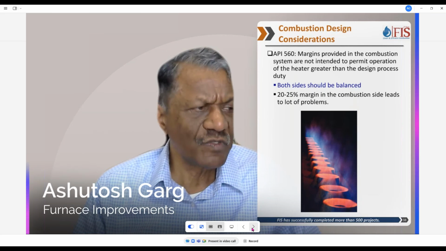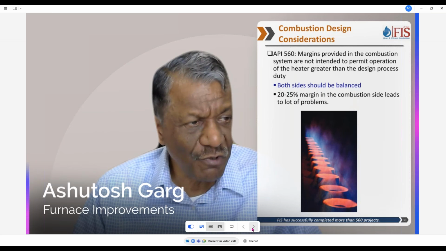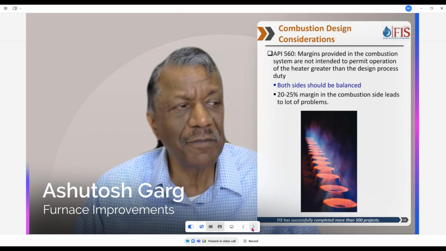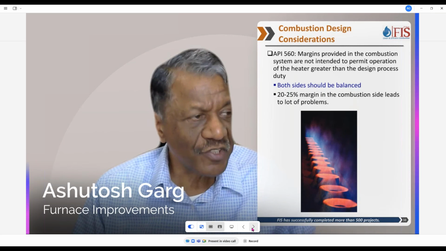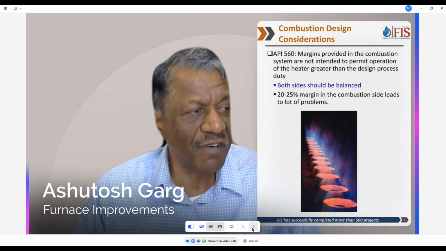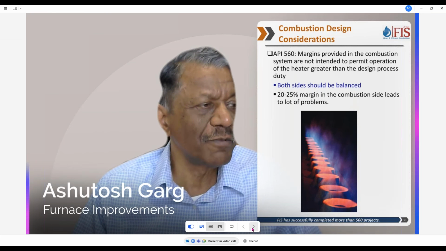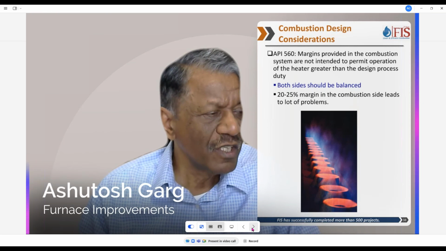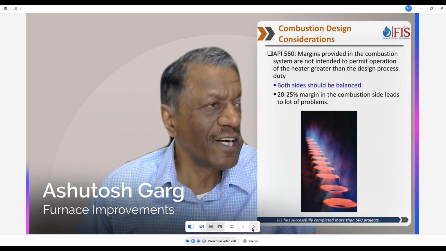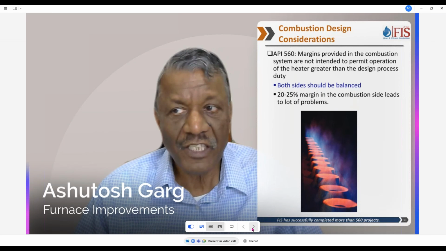And fortunately, we don't have oil firing in most of the places. Oil firing may need a little bit of standby capacity because oil burners get clogged up very fast. But with gas firing, I feel that you should be able to balance both the fuel gas side and the process side. We don't see any issues there.